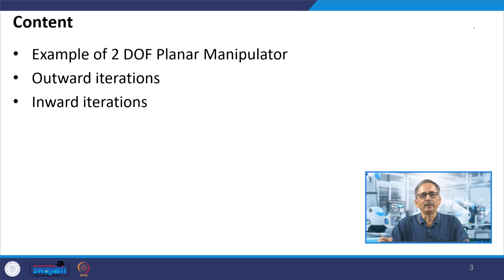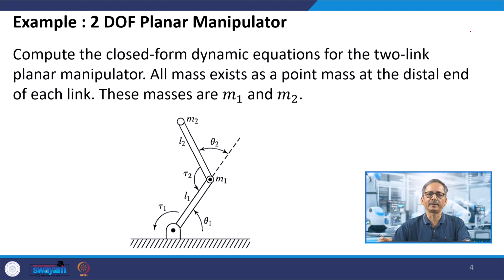Here I am going to take the 2 degree of freedom planar manipulator with point mass, and we are going to get the dynamic equation. As you know, the process comprises two steps. One is the outward iteration, where we calculate the velocities and accelerations, and then the inertial forces and moments. Then we have the inward iterations, through which, coming from the last link to the first link, we calculate the joint torque.